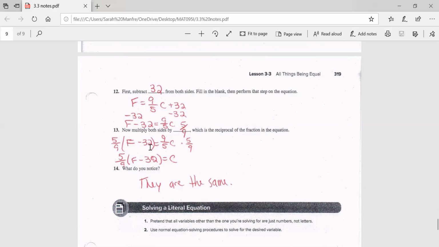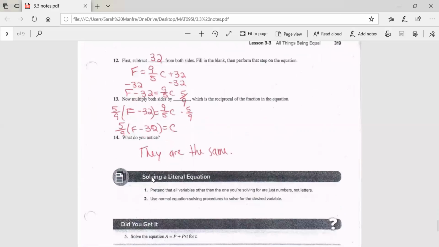Okay, it's needed because I'm multiplying both the F and the negative 32. If you don't put those parentheses there, it's going to look like you're multiplying F and not 32, which is not good. The 9/5 is going to cancel out with the 5/9, which is just left with C, and notice that they're the exact same equation.